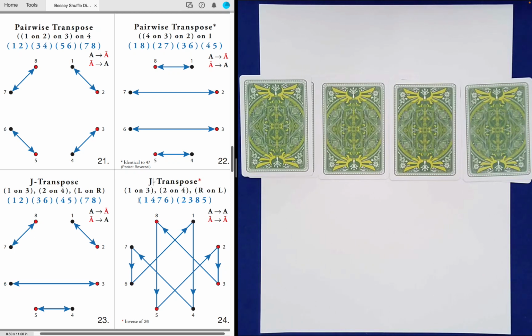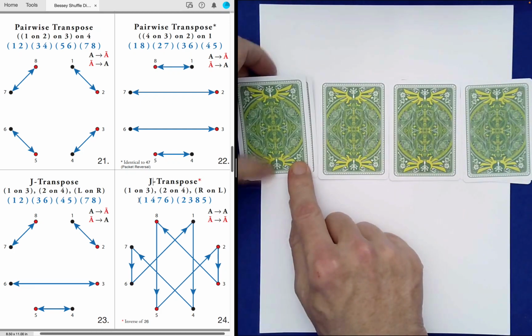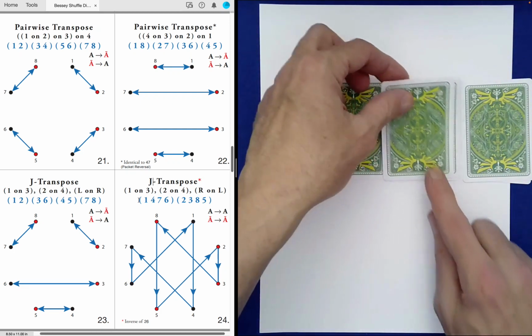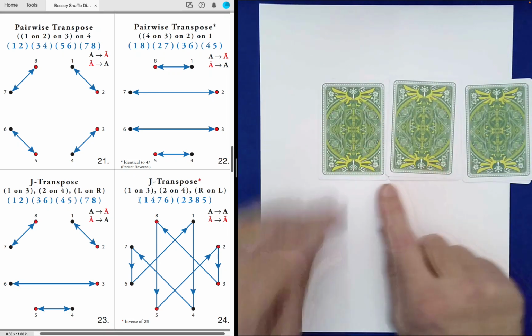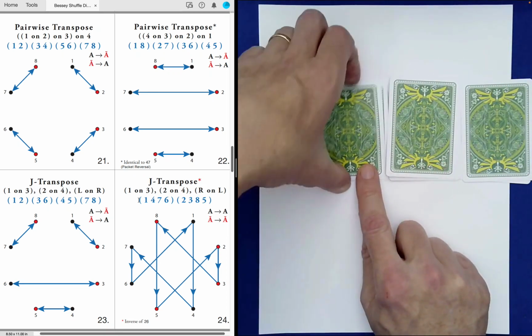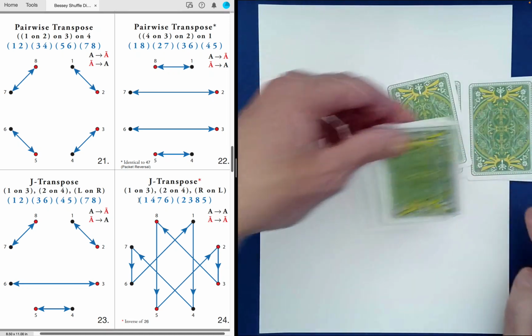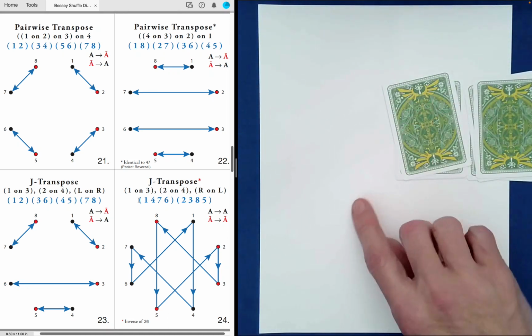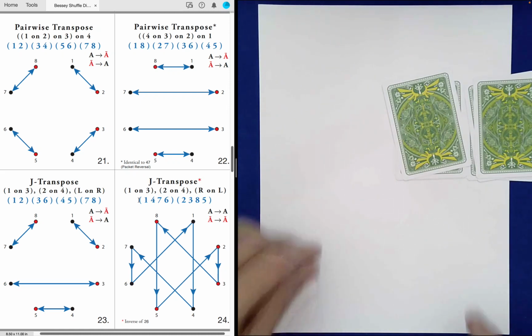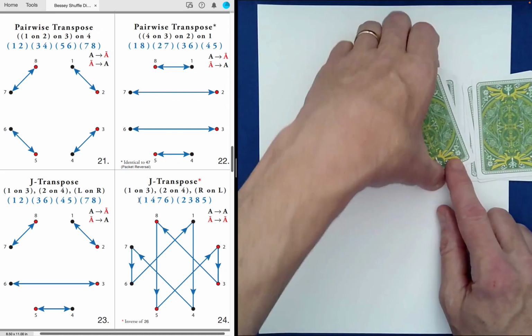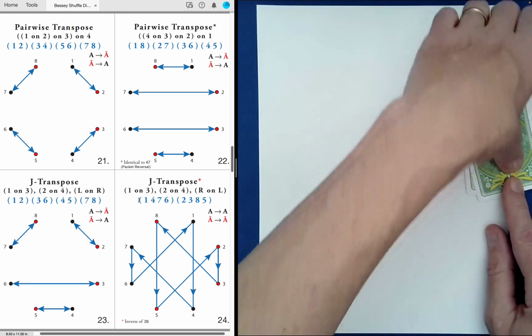So for shuffle 23, the stacking is as follows. We take the first pile and stack it on top of the third. You can think of that as leapfrogging over its neighbor. We take the second pile and stack it on top of the fourth. You can also think of that as a leapfrog action. And then finally, we stack the left pile on top of the right, like that.